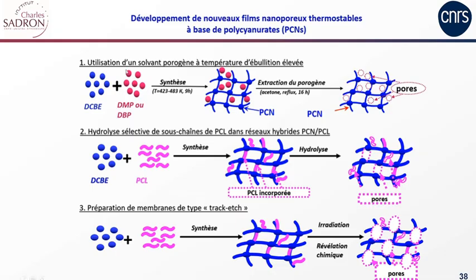The first one was based on the use of a high boiling temperature solvent, as a purging agent like DMP or DBP, dimethyl phthalate or dibutyl phthalate. In the presence, DCB is the monomer. When we polymerize DCB, we obtain polysaccharide. So we obtain this network in the presence of the solvent. And then we extract the solvent by washing with acetone, and we generate the pores.